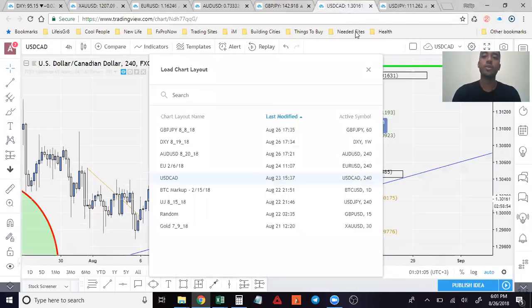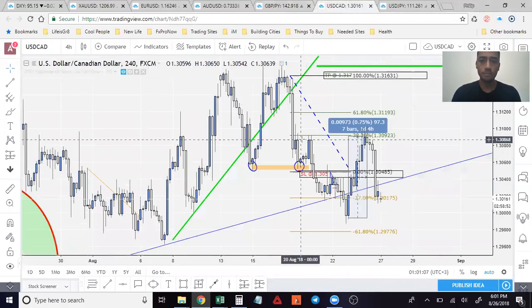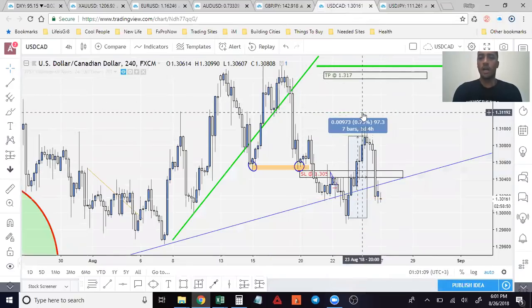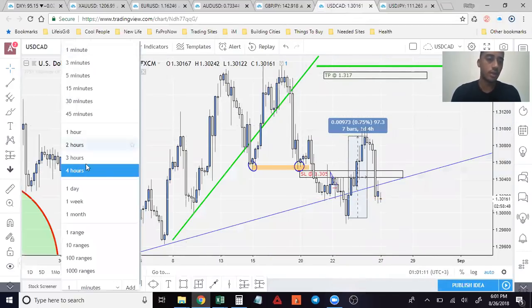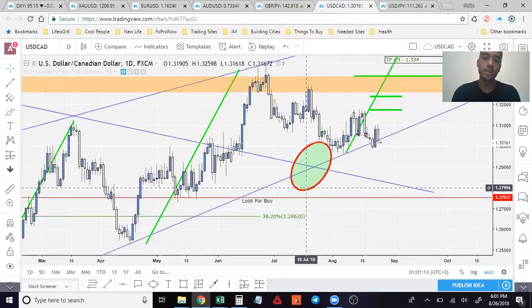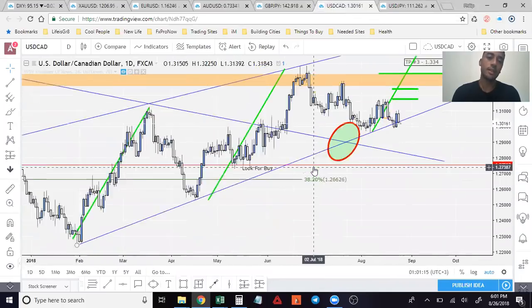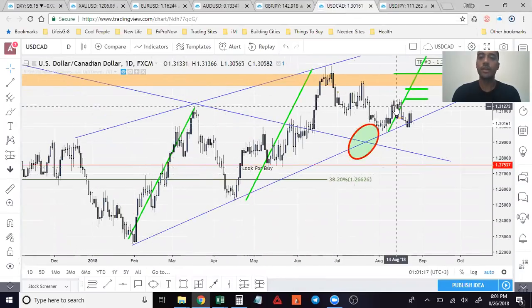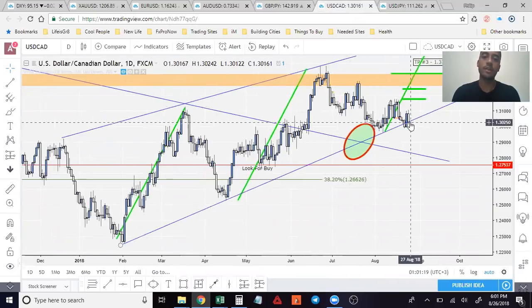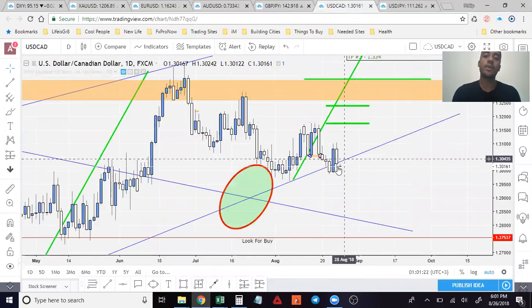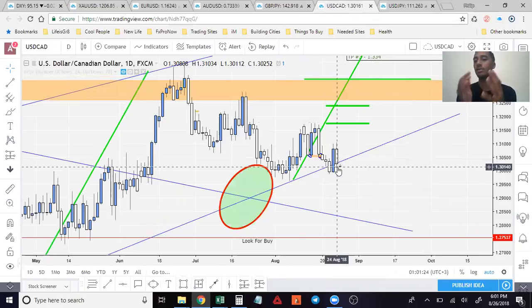So if anything, let's go to UCAD. I don't really look too much at UCAD, but let's go to the daily. We see this trend line right here, and price is literally sitting on top of this area. Mind you, I had this based upon, I think it was episode number 1, where it was a push up.